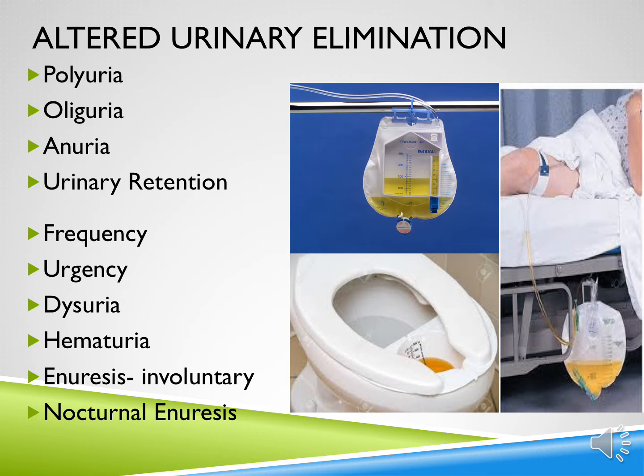So frequency is an increase in times of urination. Usually it's done with smaller amounts. The bladder doesn't empty all the way, so the patient has to go more frequently. Urgency is that sudden, strong desire to urinate, which could be leading to incontinence for the client. Dysuria means painful or difficult voiding. Hematuria is blood in the urine.